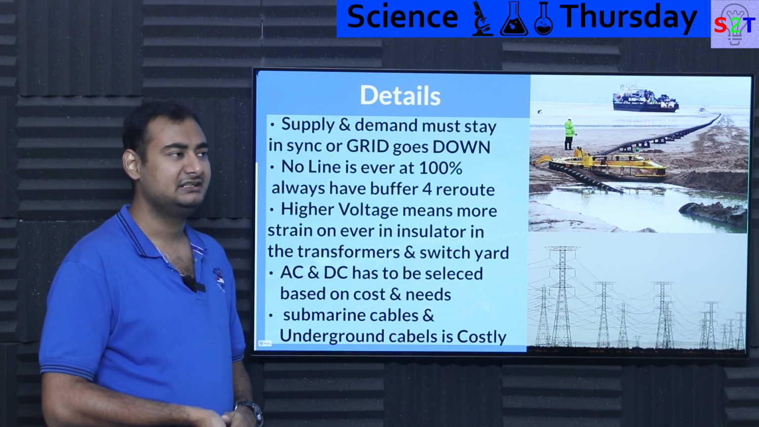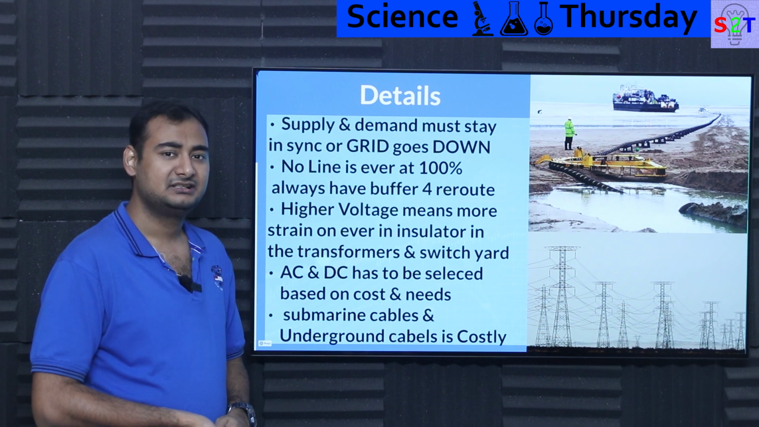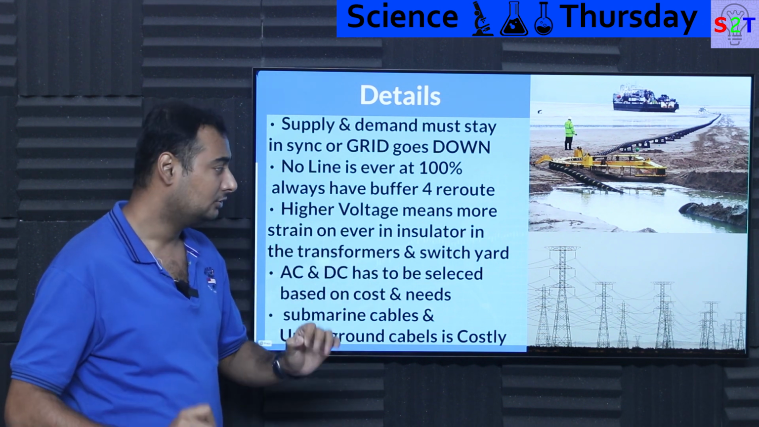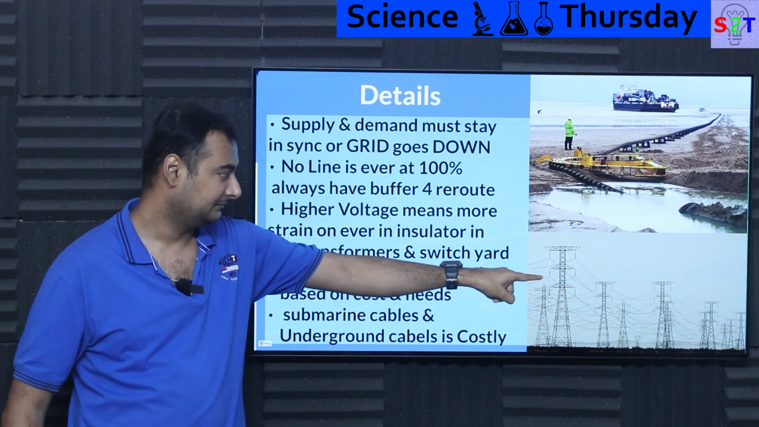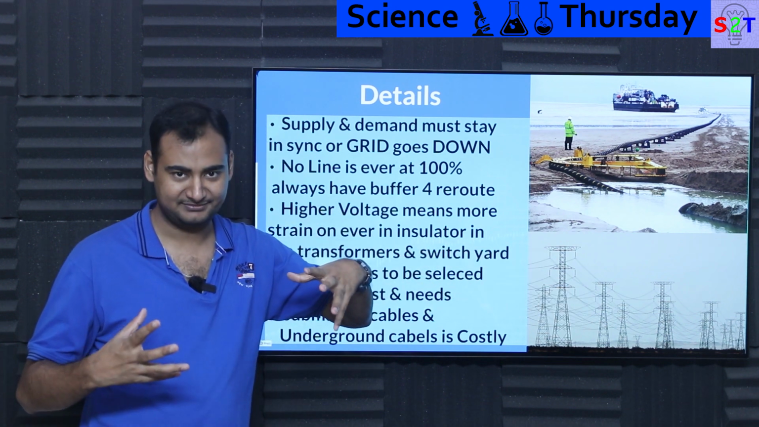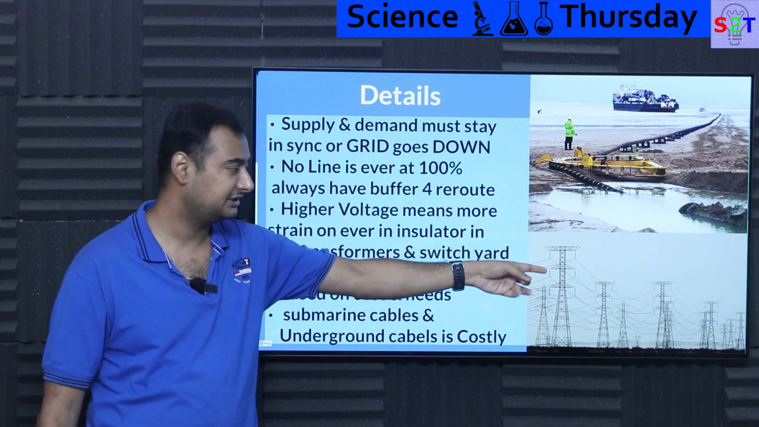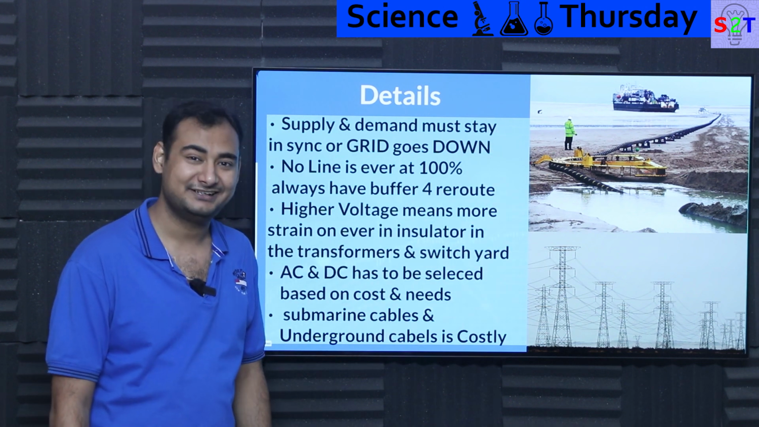There are some HVDC links, there are some AC links, but generally nobody wants to do that, simply because higher the voltage means higher strain on every insulator in the chain. Now, even these insulators, they have a requirement. They cannot just be put under giga amounts of voltage. If you increase the voltage without changing the insulator, those insulators will become conductors.